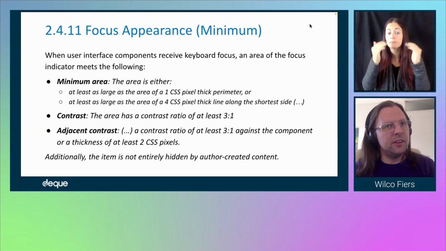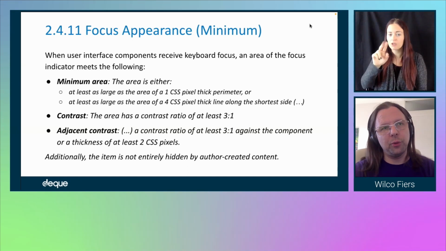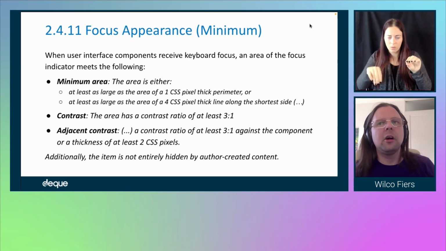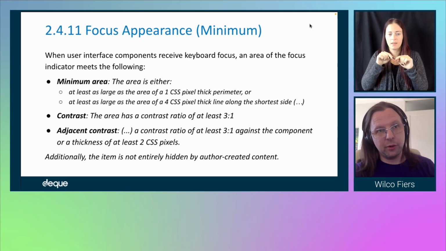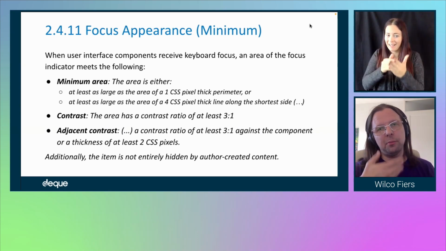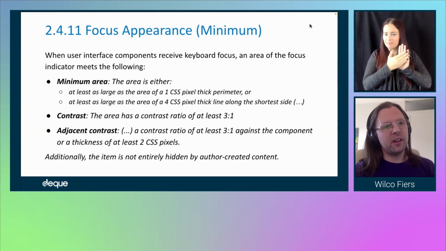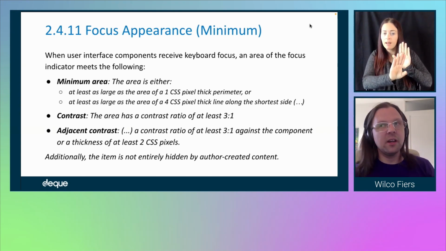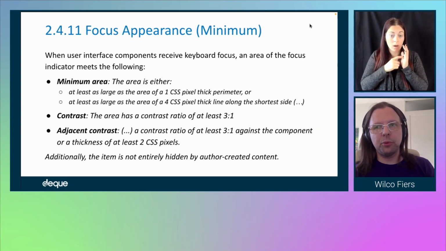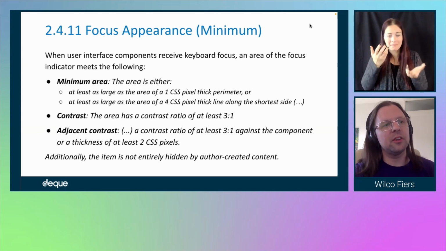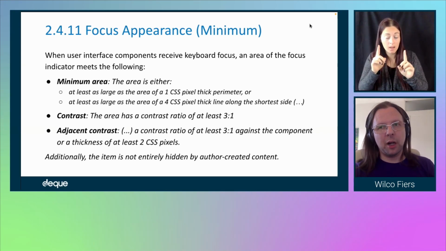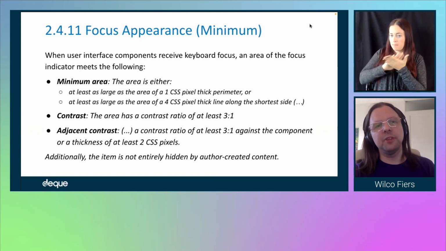Contrast: the area has a contrast ratio of 3:1. And then there's an adjacent contrast requirement as well, which says that the contrast ratio has to be 3:1 against the component, so not just the background but the component, or it has to be 2 CSS pixels thick. And then there is an additional requirement which may or may not be pulled into a separate success criterion, and that is yet to be decided, which is that when a component becomes focused, the focus indicator must be visible.